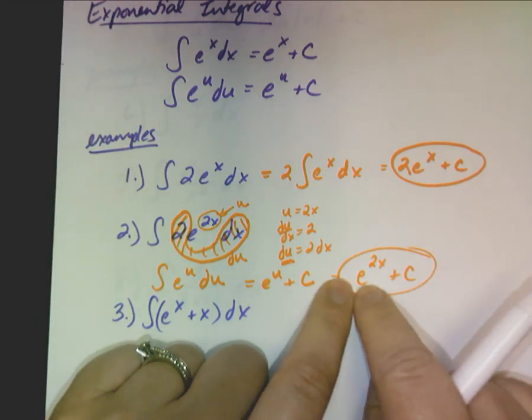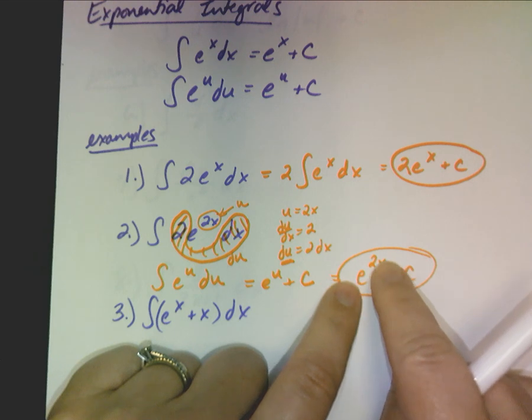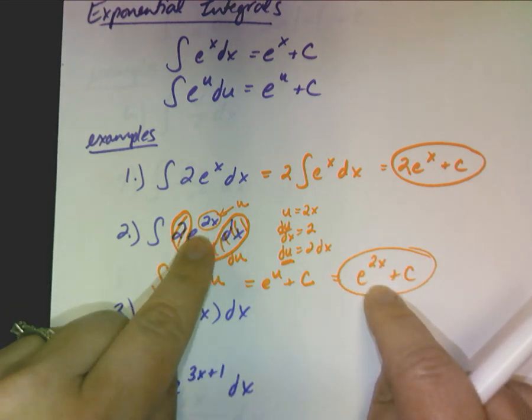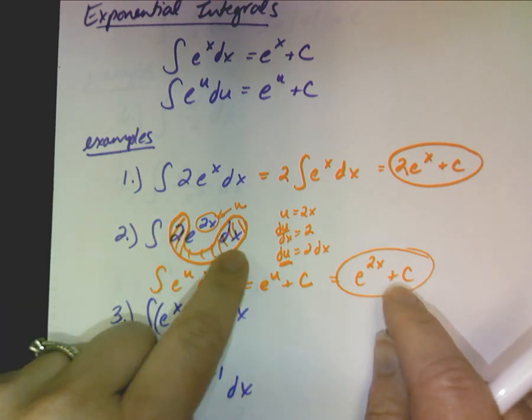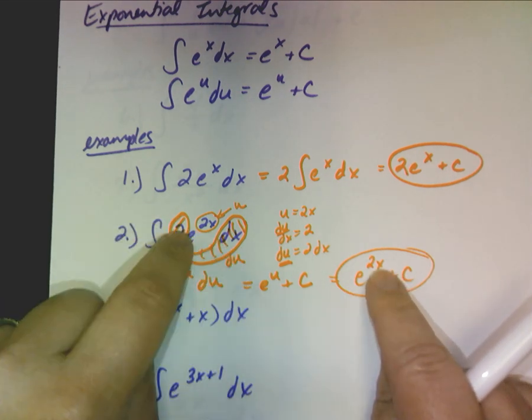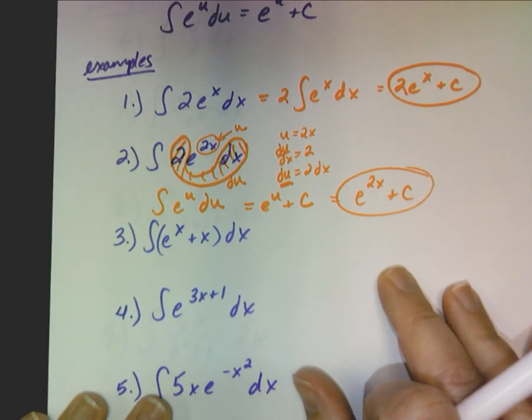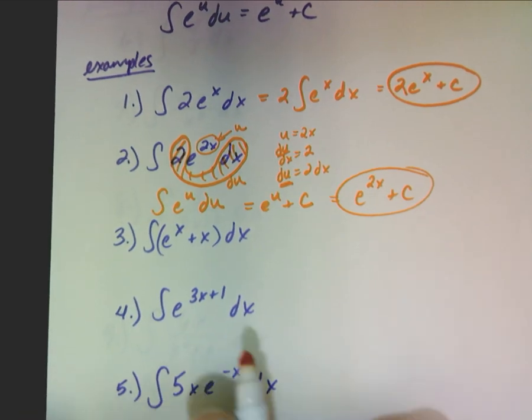I mean, think about it. If you took the derivative of this, it would be e to the 2x times the derivative 2, so 2e to the 2x. The integrand has to contain the chain. That's why. All right. If you understood that, let's keep on moving.